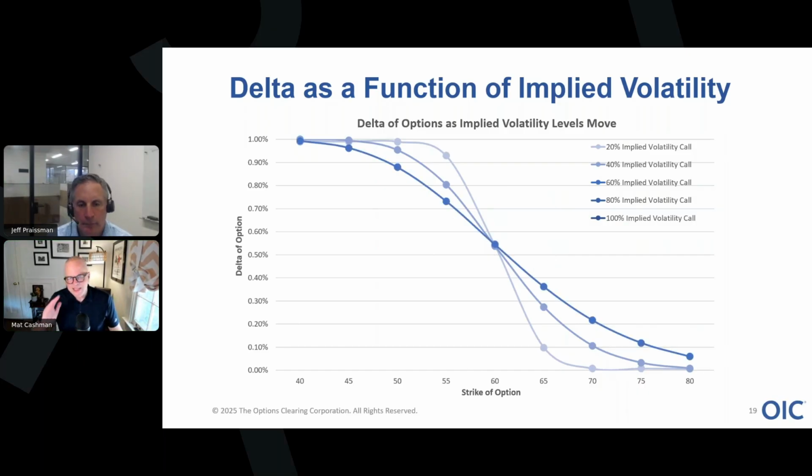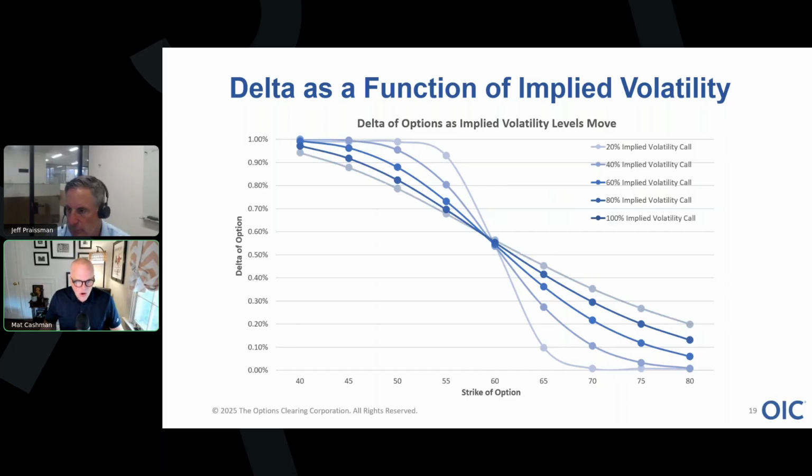What happens when I move it to a 60 vol? It does it the same exact way. Things are starting to move closer to a 50 delta on both sides. And if we go up to an 80, it gets even more acute, and 100 even more acute. That's what's happening here when we talk about flattening of delta.